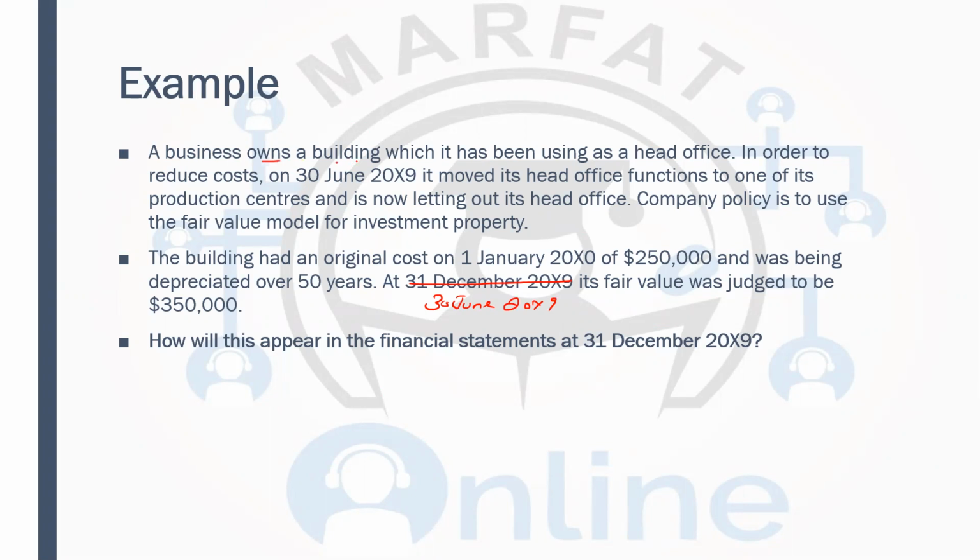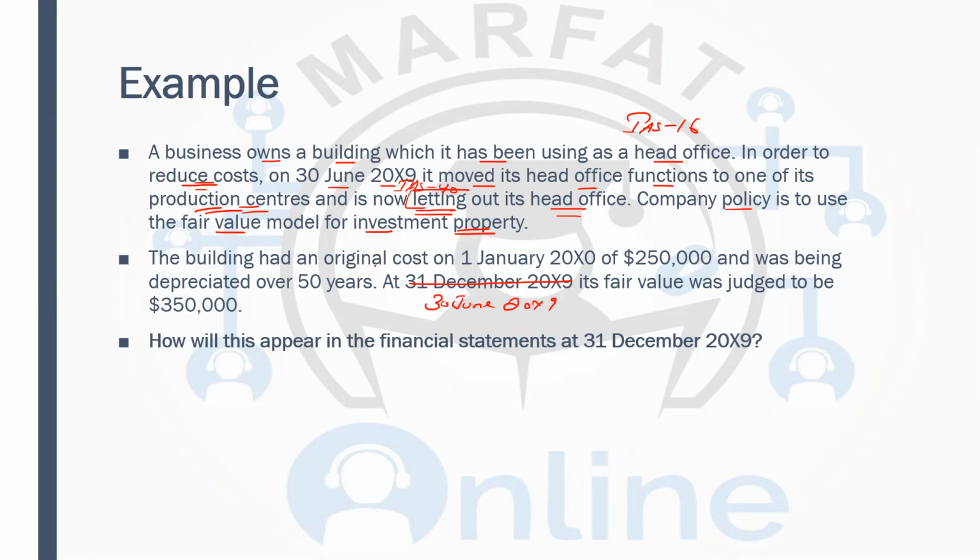A business owns a building which it has been using as a head office. So office, that means IAS 16. In order to reduce costs, to save money, on 30th June 20x9, it moved its head office function to one of its production centers. So they moved into the production center and are now letting out the head office. Now they are giving that building on rent, so it is going to be under IAS 40. The company policy is to use the fair value model for investment property.